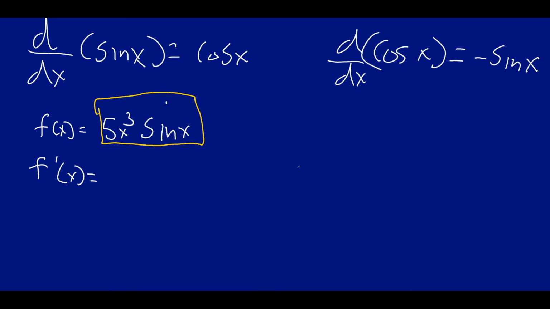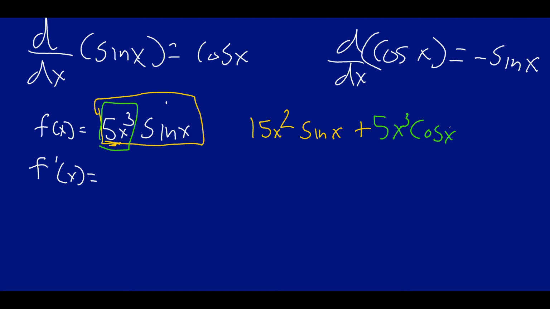So what we do here is first we find the derivative of 5x to the third, and that's going to be 15x squared. Then you multiply that by, just leave the second one alone, sine x. After that, you take the original 5x to the third, you don't change it at all, and you multiply it by the derivative of sine x, which we know is cosine x. And so that's essentially your answer right there.